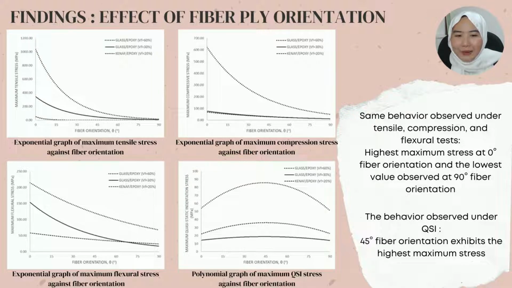Contrarily, the highest maximum quasi-static stress can be seen at 45-degree fiber orientation, while the lowest maximum quasi-static stress is seen at 0-degree and 90-degree fiber orientation. A previous study suggests that at 45-degree fiber orientation, both fibers and matrix play a significant role in resistance offered to shear-induced damage, thus causing it to possess the highest maximum quasi-static stress.